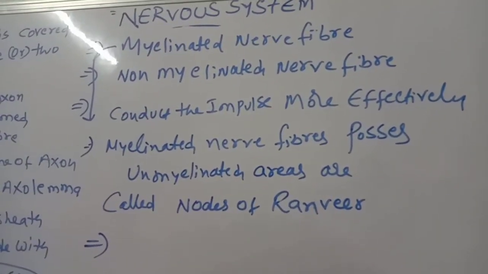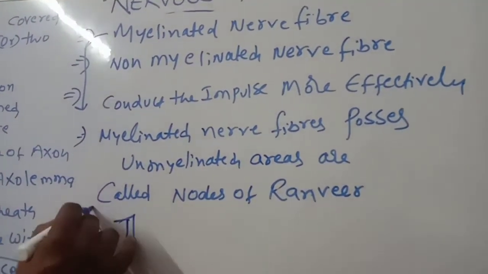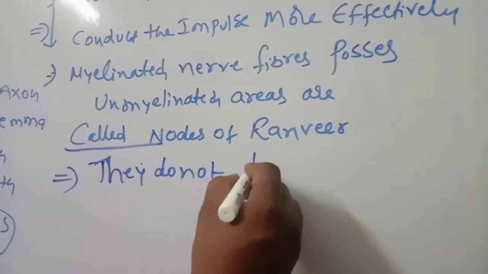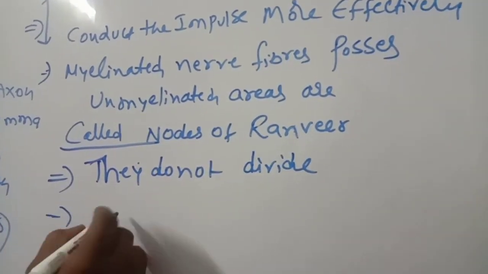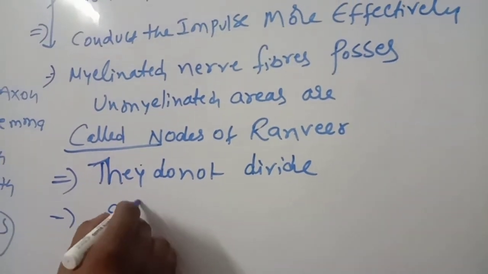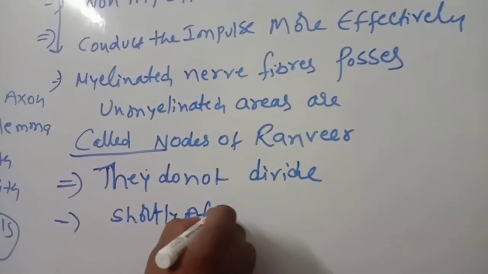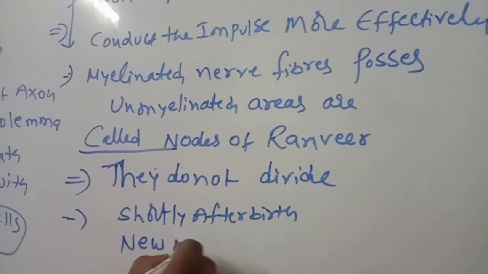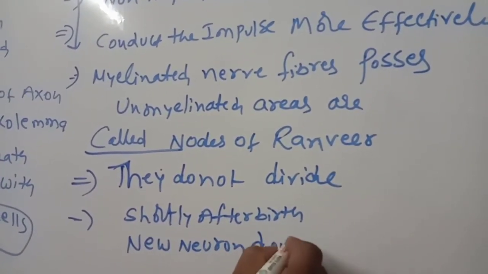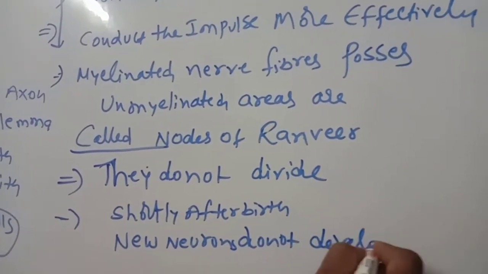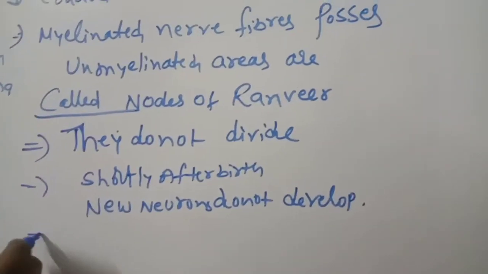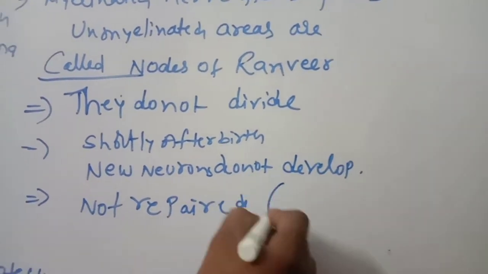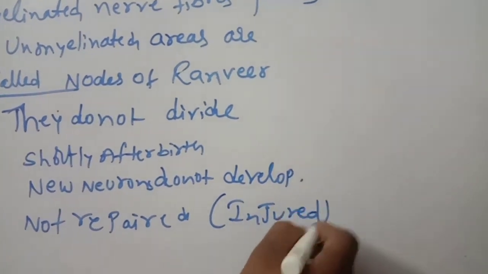These are the special characters of nerve fibers or neurons. First, they do not divide. Number two, shortly after birth, new neurons do not develop. This is another point. Next, they are not repaired when injured. If injury happens, they can't repair it.